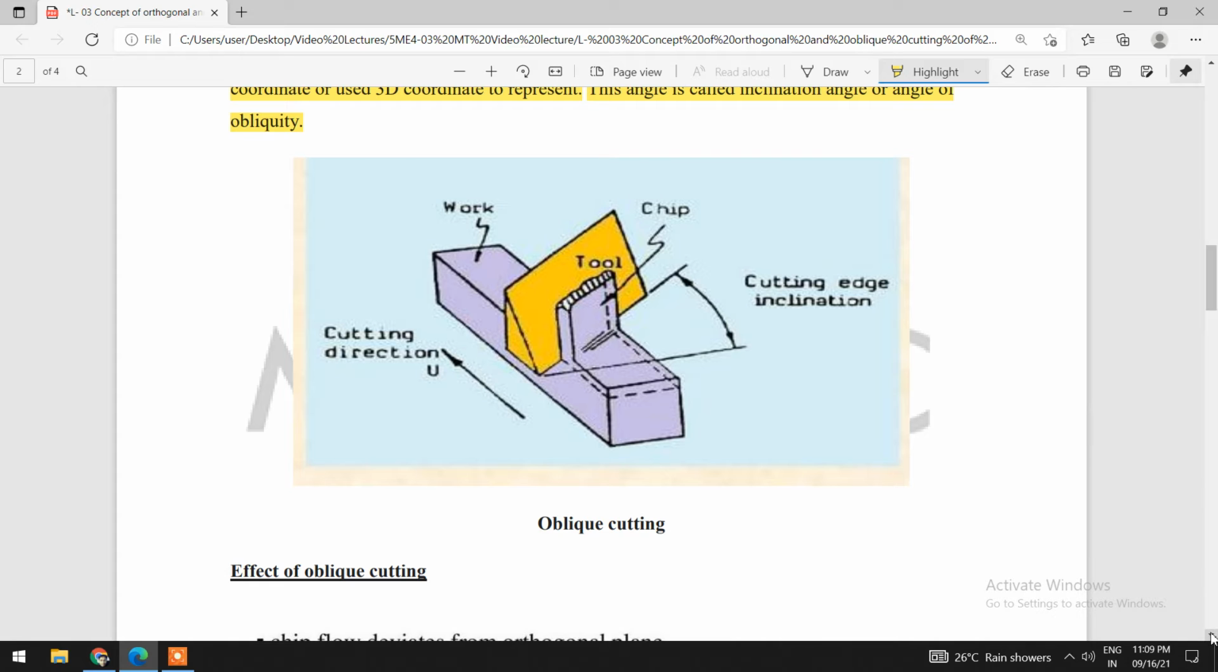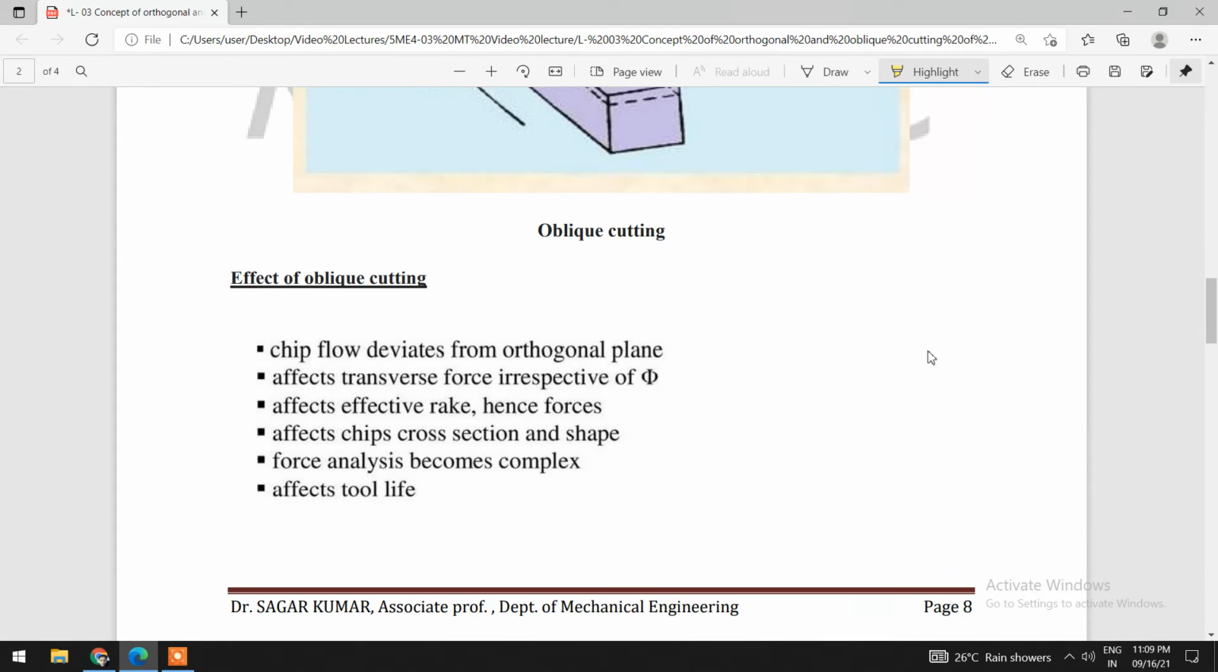Now what is the effect of cutting? We can say that chip flow deviates from the orthogonal plane. The chip will flow and deviate from the orthogonal plane. The next effect is the transverse effect, irrespective of phi.